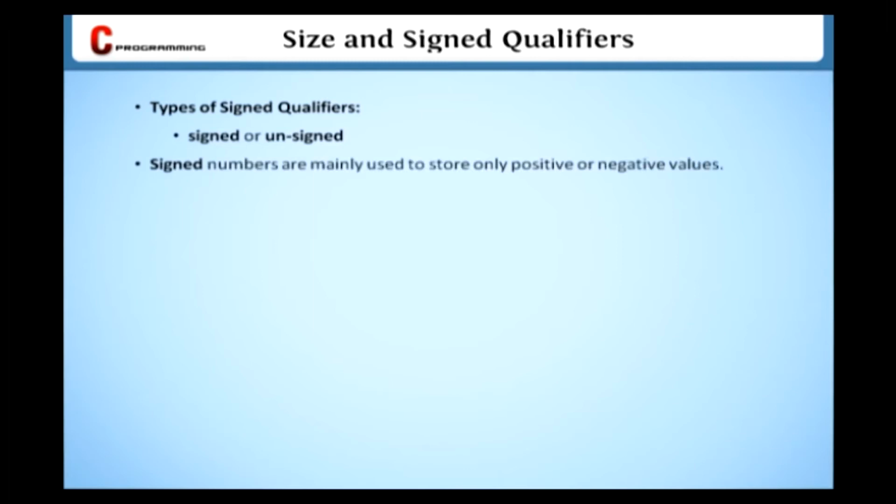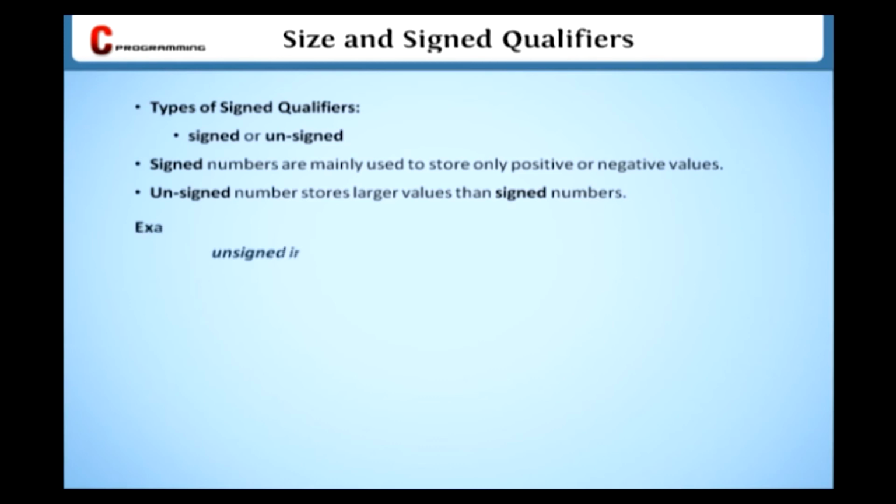The C language provides 2 qualifiers which are related to signed or unsigned numbers. Signed numbers are mainly used to store only positive or negative values. If we wish to store a great quantity of positive or negative values, we can go to an unsigned qualifier. The unsigned qualifier is similar to the signed integer, but the signed integer cannot store a great amount of data.